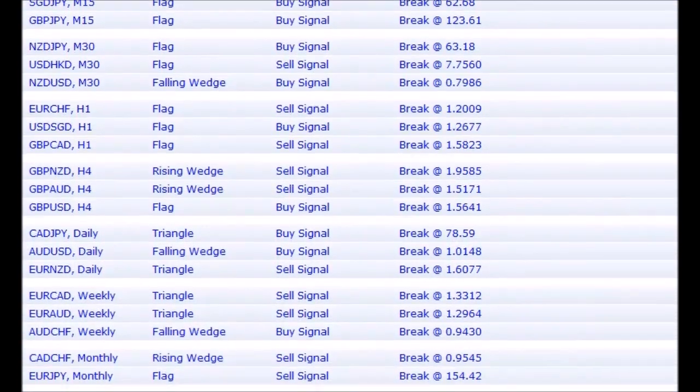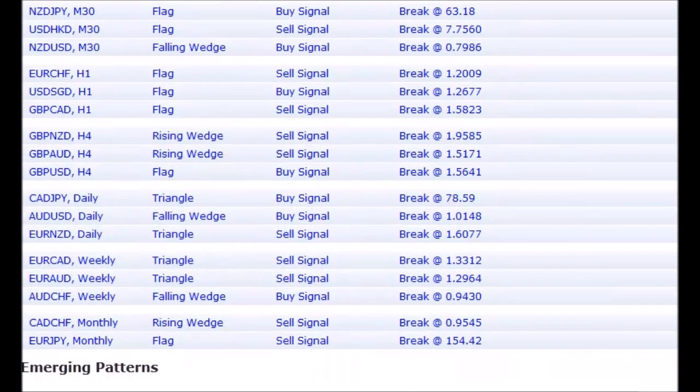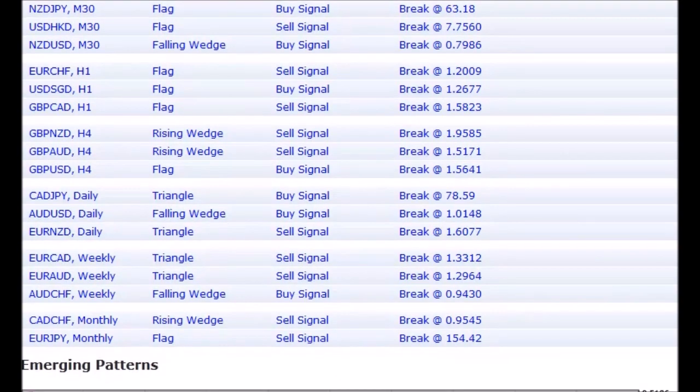They are actually confirmed patterns because the price has already broken through the trend line. The problem with emerging patterns is that they can change several times, or the price will not break through the trend line. Unlike emerging patterns, completed patterns can be accepted as trading signals.